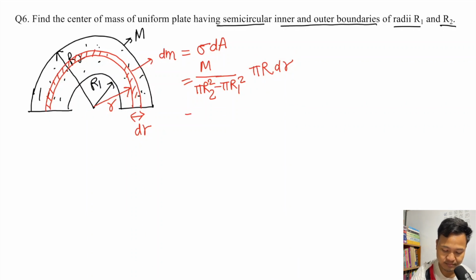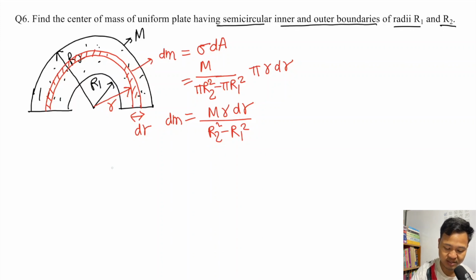So here you will have m into r into dr, and r is the small r, so pi r. r dr divided by r2 square minus r1 square. Okay, so this is dm. The pi will cancel out. Now we apply the formula for the center of mass.